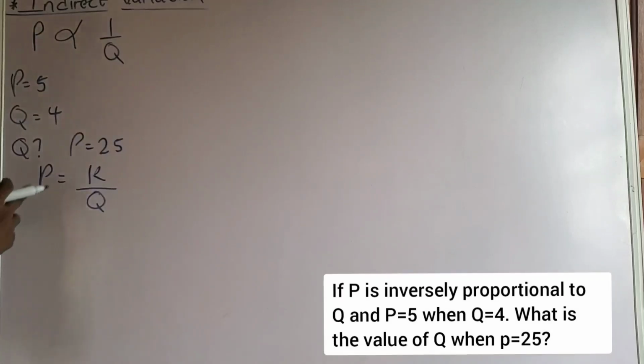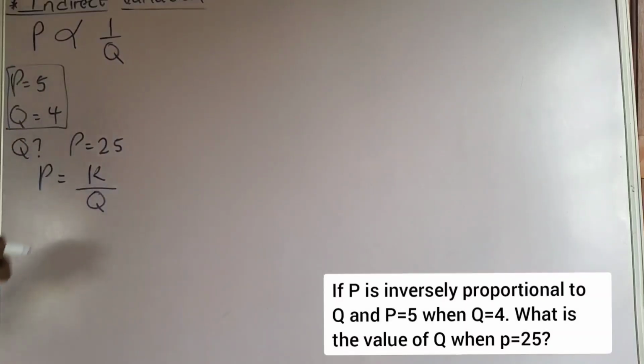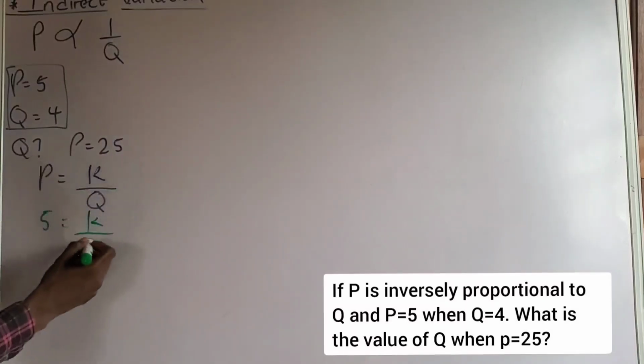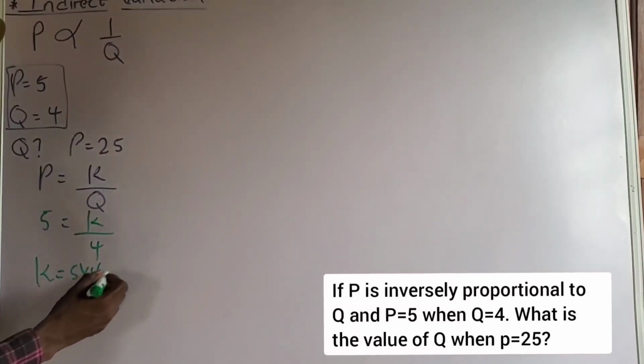So we are going to have P equals K over Q. Now, having gotten this, we can get the value of K based on the information about P and Q that we are given. Since P is 5 here, I'm going to have 5 equals K over Q. Q is 4, so I'm going to have this over 4. Hence, K equals 5 times 4 equals what?